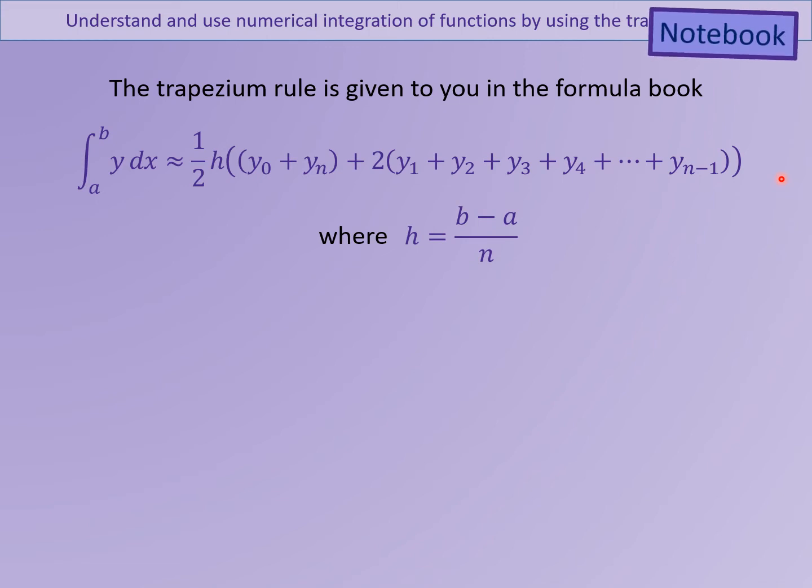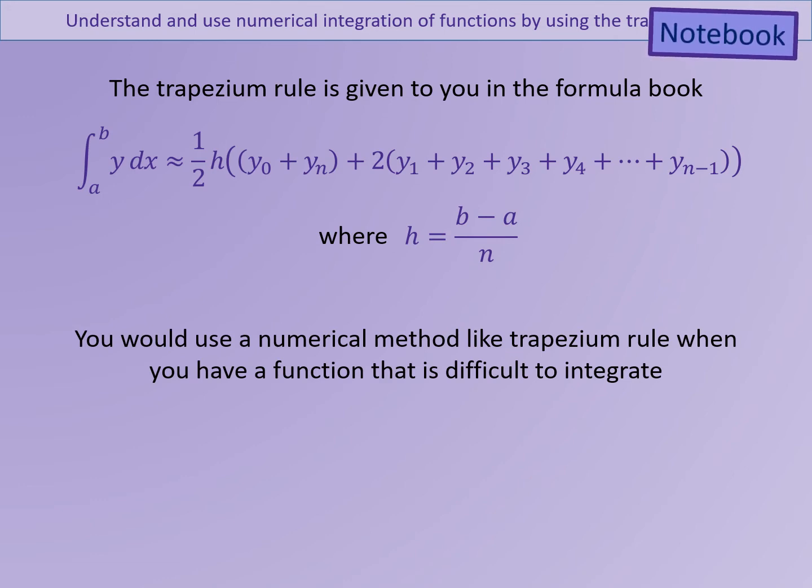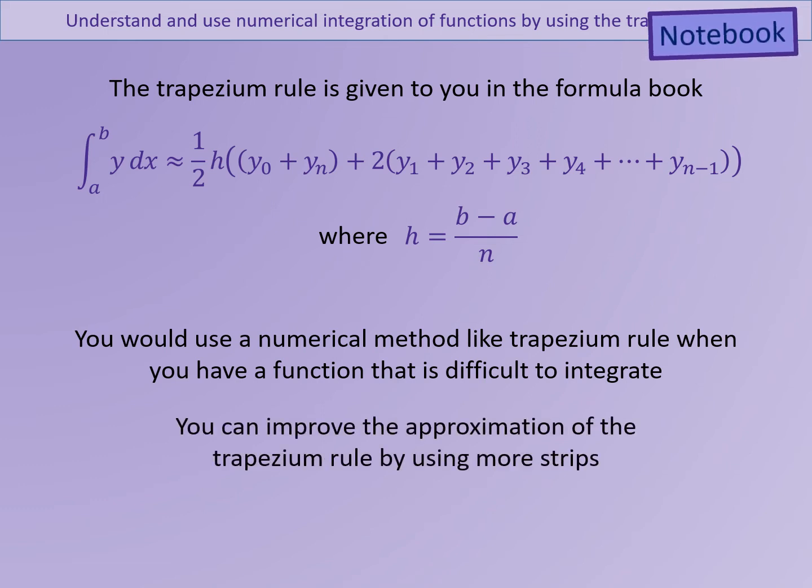h is always calculated by b minus a, so the difference between the 2 endpoints on the integral, divided by n, which is the number of trapeziums we want to use. This is called a numerical method because it finds a numerical approximation to something that we might struggle to do algebraically. For example, if the function is too difficult to integrate. And we can improve how good the approximation is by increasing the number of trapeziums that we use. So more strips gives a better approximation to the area.